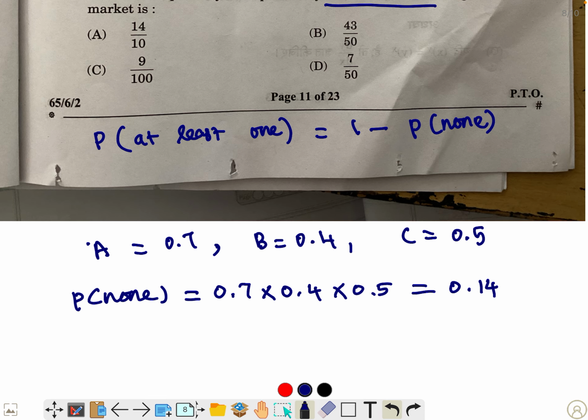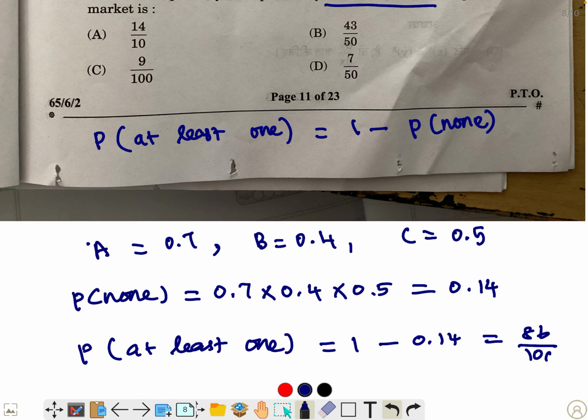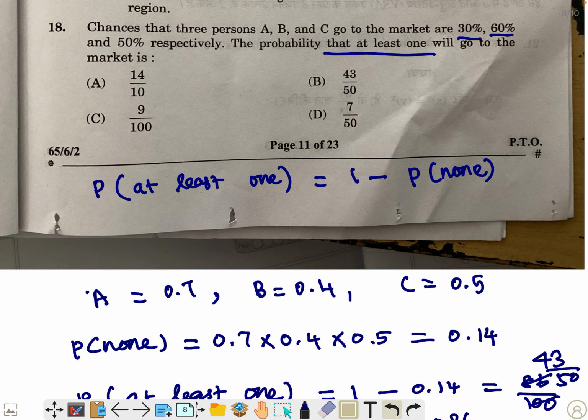So we need to find P of at least 1. P of at least 1 equals 1 minus 0.14, which is 86 divided by 100, that is 0.86. So 0.86 can be written as 86 divided by 100, that is 43 divided by 50. So that is option B, 43 divided by 50. And the next question.